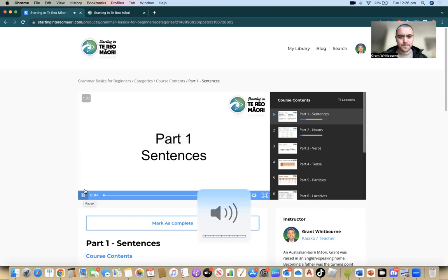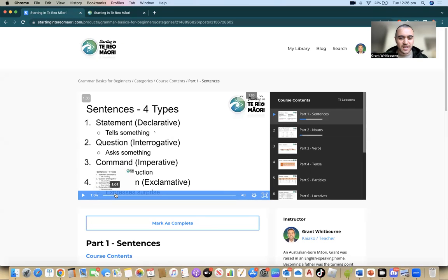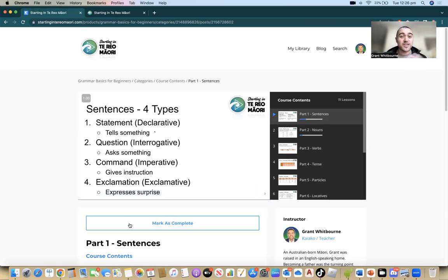Kia ora, welcome to part 1 of this 10-part series teaching you the fundamental basics of grammar. So part 1, for instance, is about sentences. So we looked at different types of sentences and the names of them, the grammatical names for them. There's statements, declaratives that tell something. There are questions, which are sometimes called interrogatives, which ask something. We have commands, which are known as imperatives. They give instructions and dictate. And we have exclamations or exclamative sentences, which express surprise and alarm.